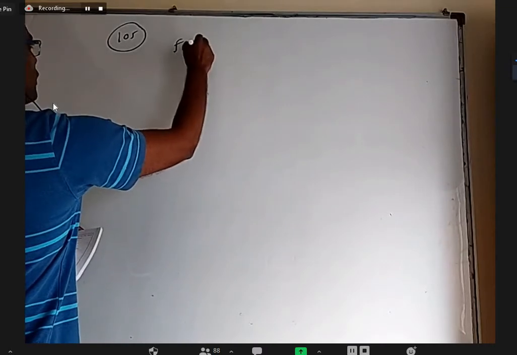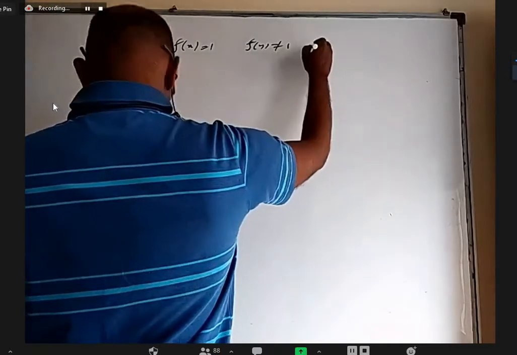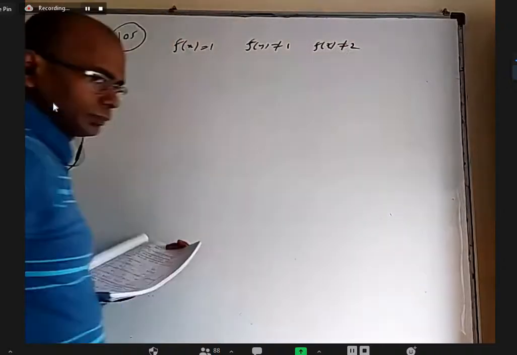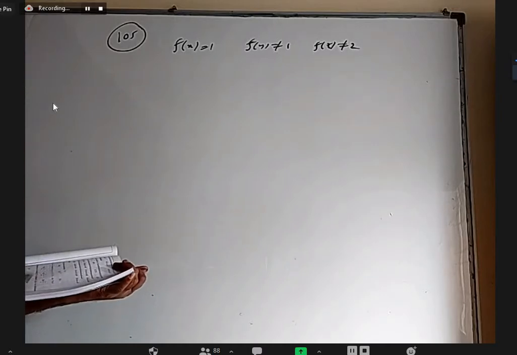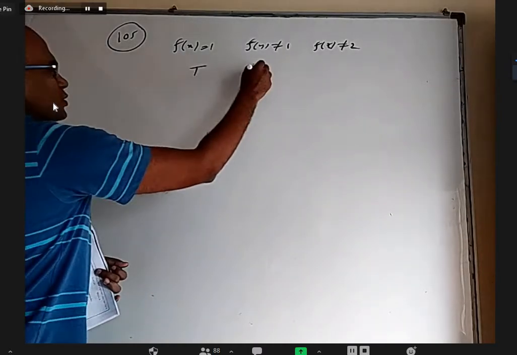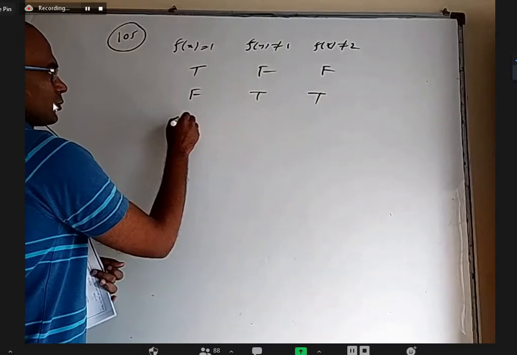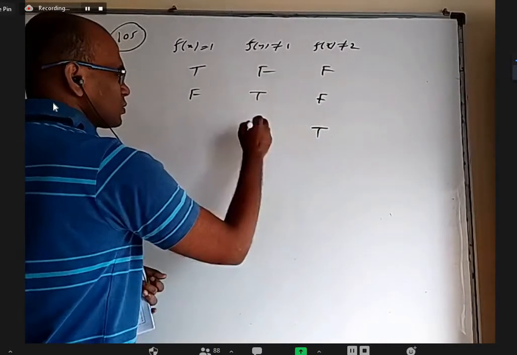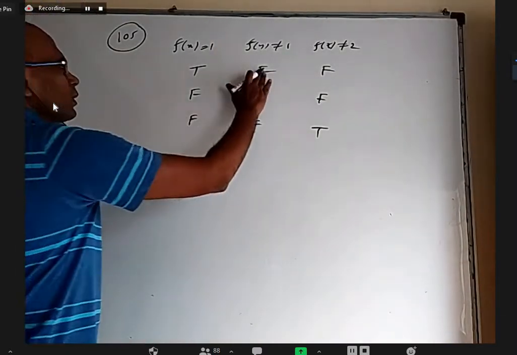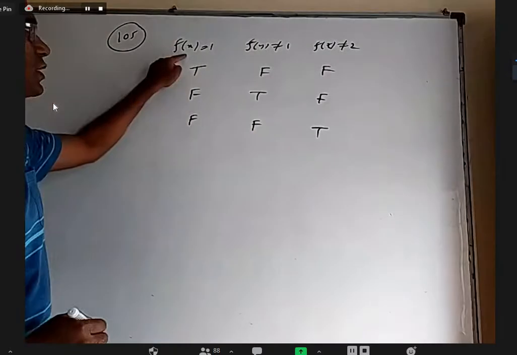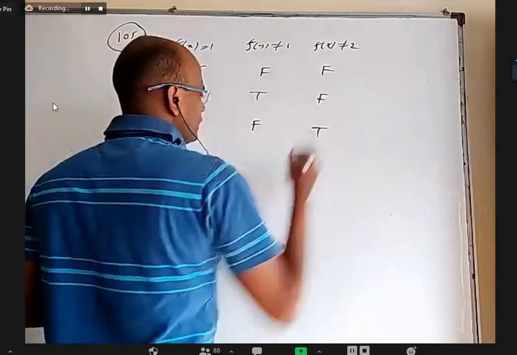So I have f of x equal to 1, f of y not equal to 1, f of z not equal to 2. Three statements. They said among these three statements, only one is true. Maybe this is true, this is false, this is false. Or this is false, this is true, this is false. Or this is false, this is false, this is true. So whether only this is true or only this is true or only this is true, we have to ascertain.